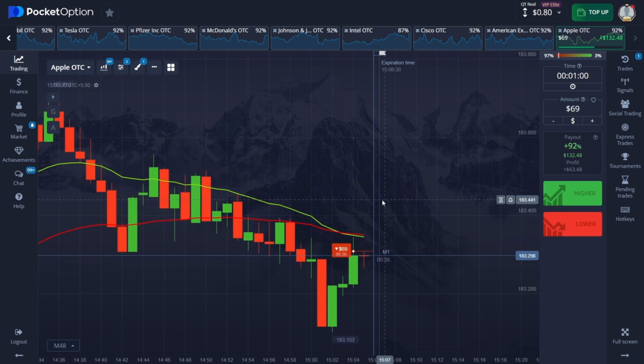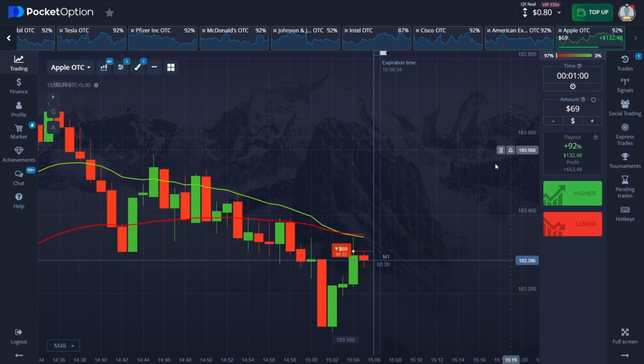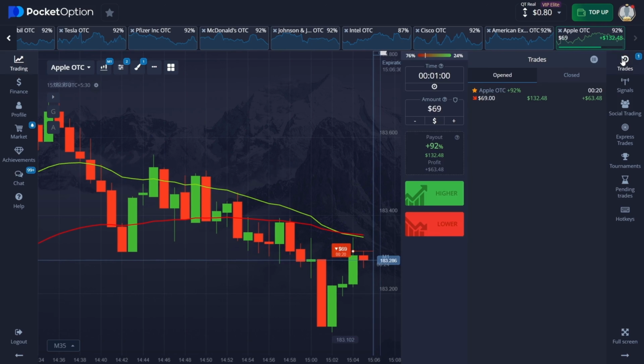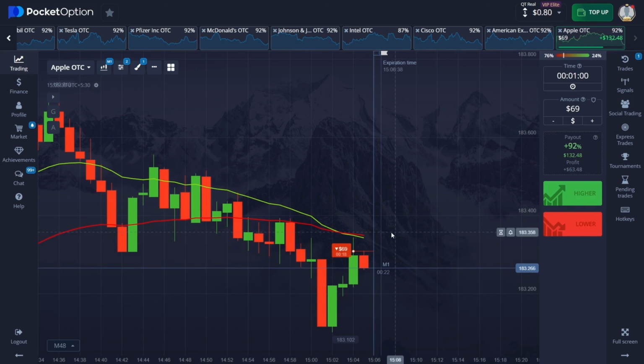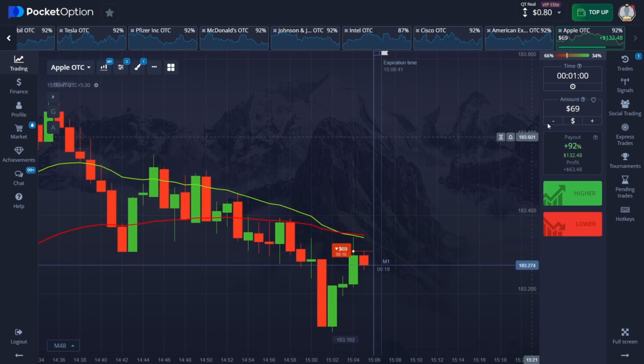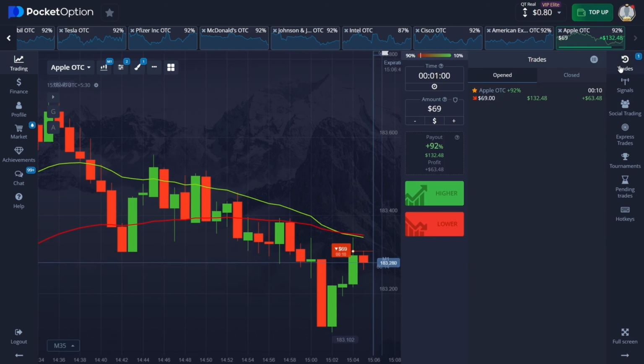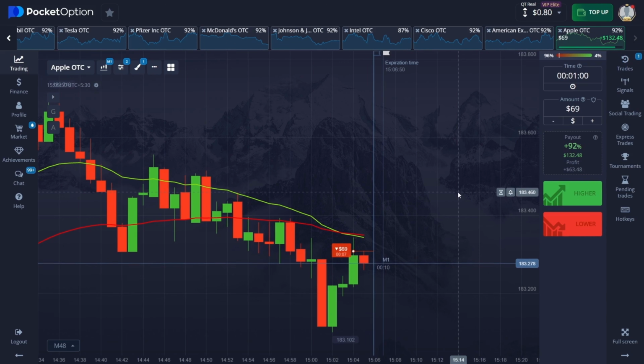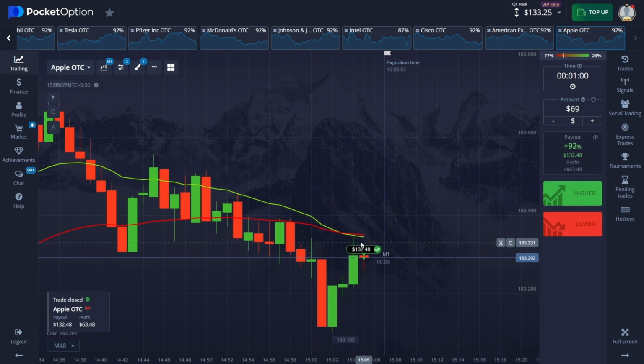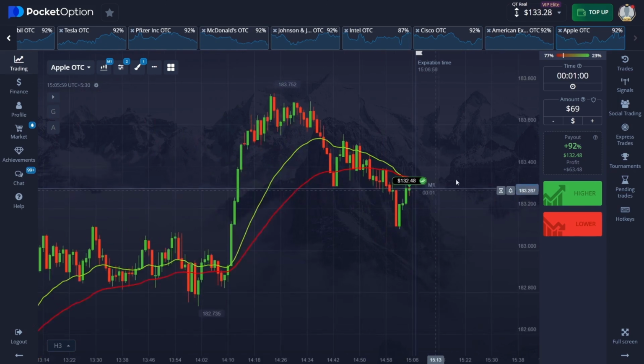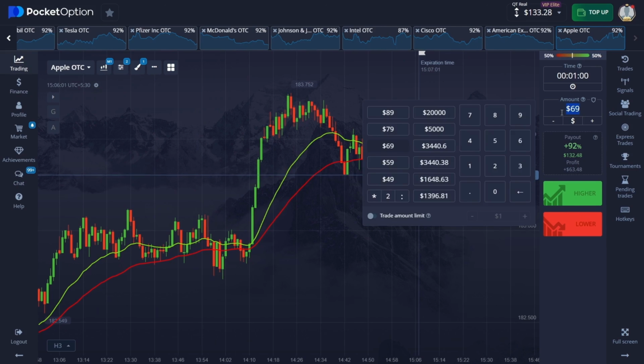Currently, the trade is in our favor with 30 seconds left. This looks like a good trade. I don't think we will lose this trade, but with 18 seconds left, the trade is still in our favor. With only 3 or 4 seconds remaining, let's see. Okay, we won this trade as well. Our balance has increased to $133 from $10.